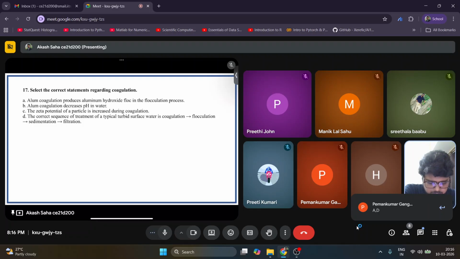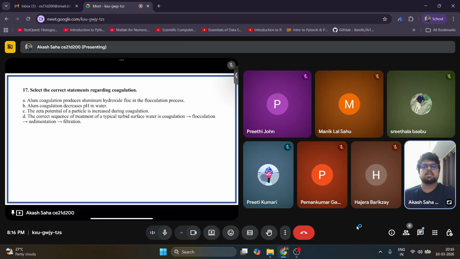A and D. Any other answer? So A and D are correct, because it will produce aluminum hydroxide floc, and the sequence of treatment of turbid water is coagulation, flocculation, sedimentation, and filtration.